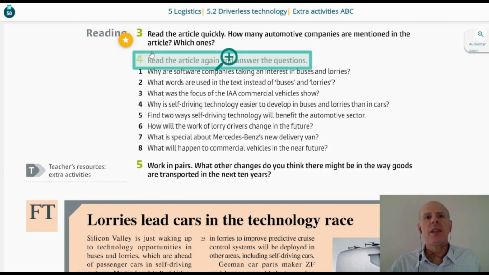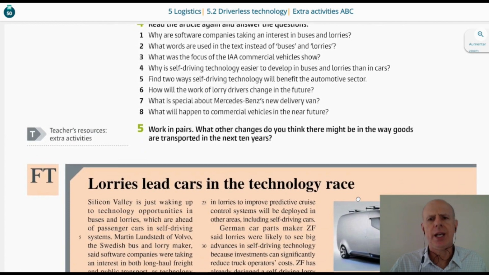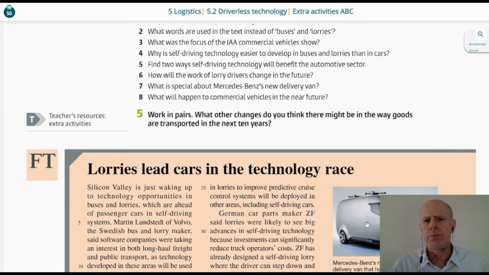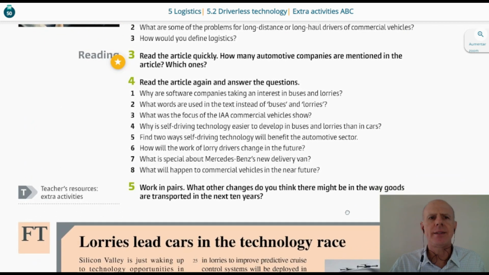Well, we have this article here from the Financial Times called "Lorries lead cars in the technology race." What's that? Oh, look at this picture. Interesting van. Mercedes-Benz new battery-powered delivery van that has rooftop drones. Crazy. Interesting. Well, there is this article.